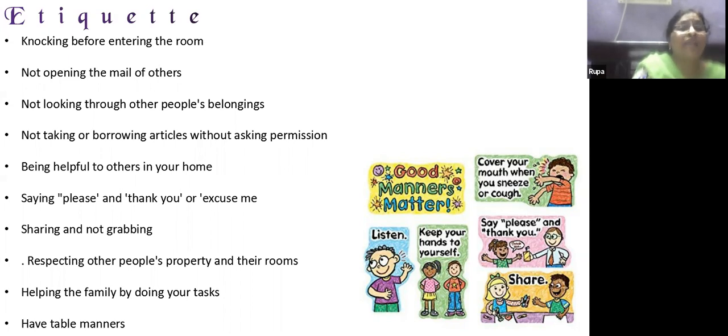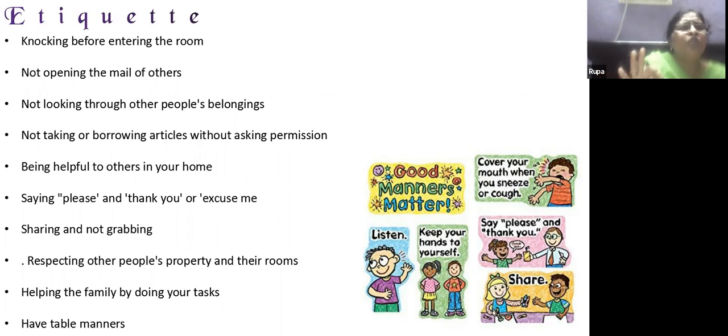Be helpful to others in your home, even in school also. You must be helpful at the right time and right places. You must be helpful to our family members, helping in the small way, whatever is possible, helping your mother in cooking, helping your father in doing the household chores. So you can do all these things, children.